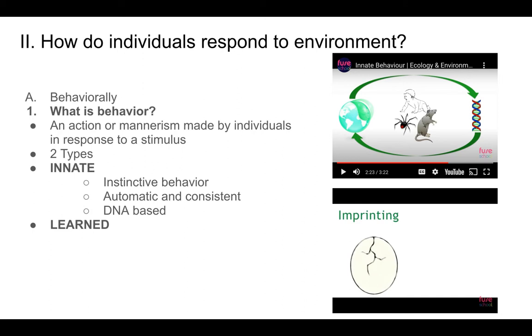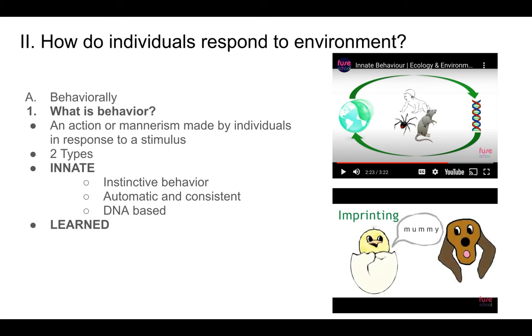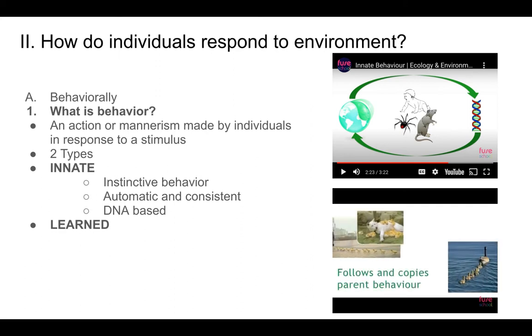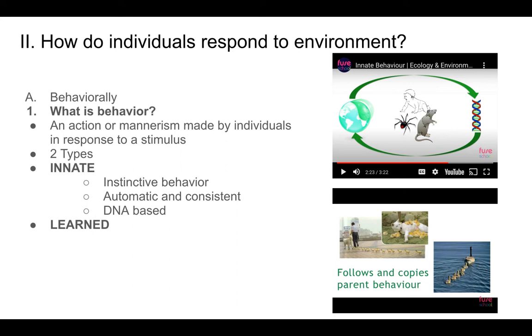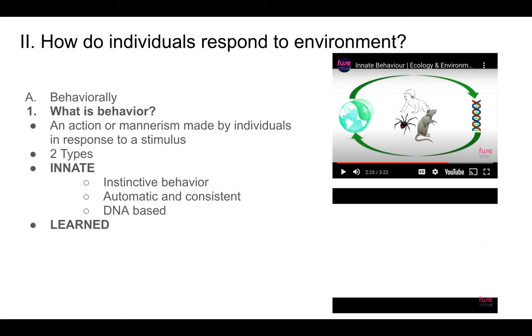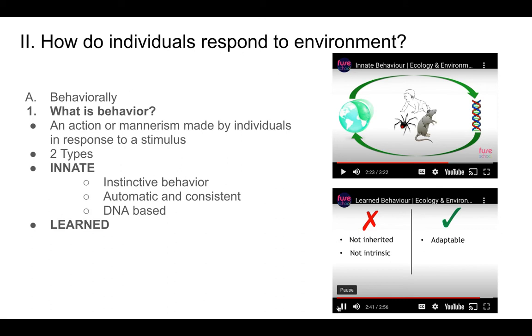Imprinting is another type of learned behavior, where a very young animal fixes its attention on the first thing it hears, sees, or touches. The animal then follows the object around, which is usually its parent. So, to recap, learned behavior is not inherited. It is not intrinsic, so it wouldn't be present in animals raised in isolation. It may change over time and adapt or improve, and sequences might change. Learned behavior is learned from other individuals, the opposite of innate behavior.